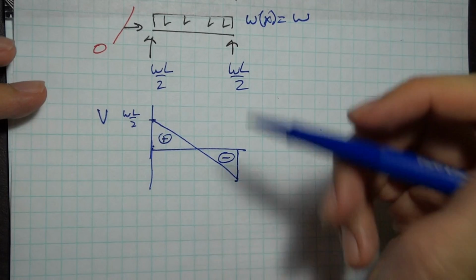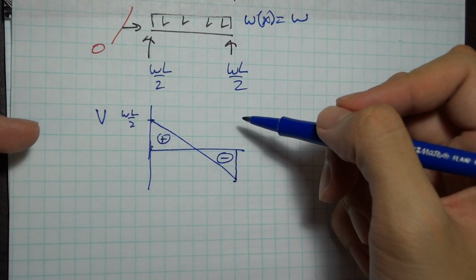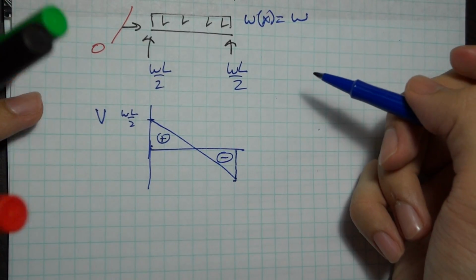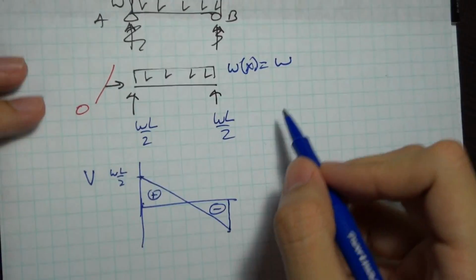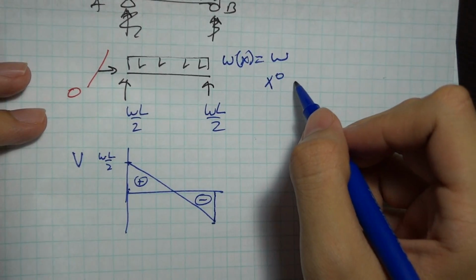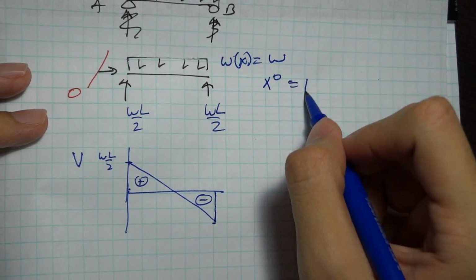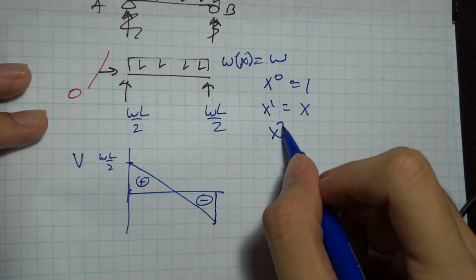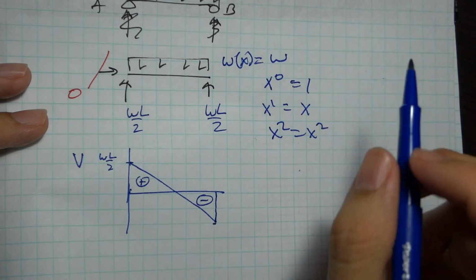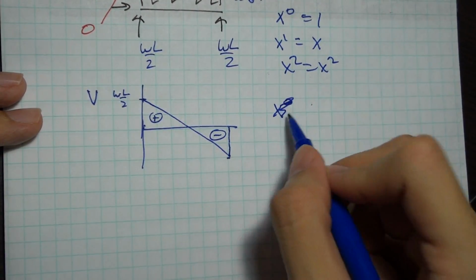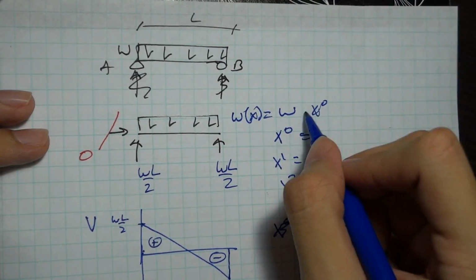But when I go to my shear, it goes up by 1 power. So I mentioned this earlier in the video, but if this is x to the 0th power, right? Because x to the 0th power equals 1. X to the 1 equals x. X squared equals x squared. So if this is really x to the 0 power here.